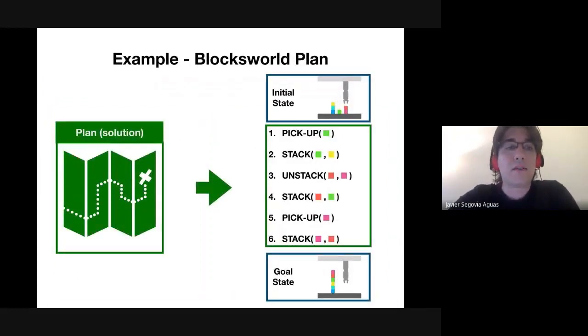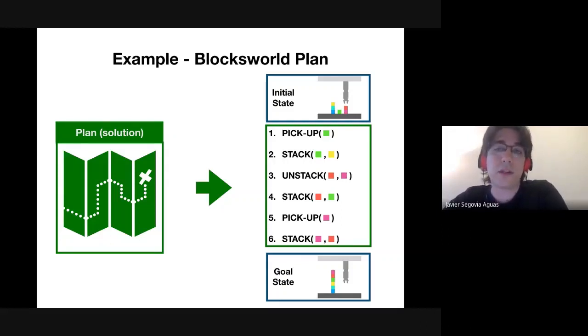So a solution to this problem will look like this. We have this initial state where the blocks are in this setting, and we have these 6 actions that are being applied over these blocks and reach this goal state. The first action will be: pick up the green block that is on the table and stack this green block onto the yellow one.